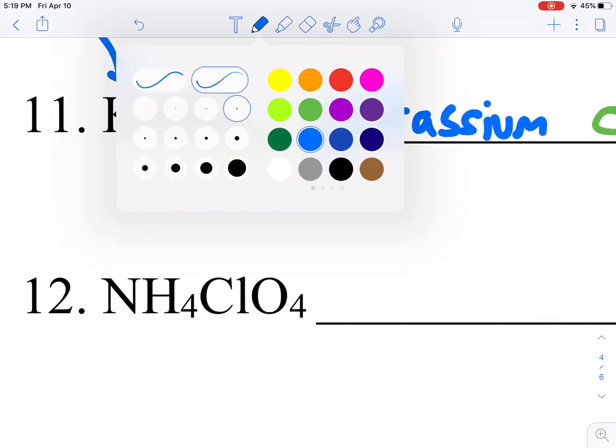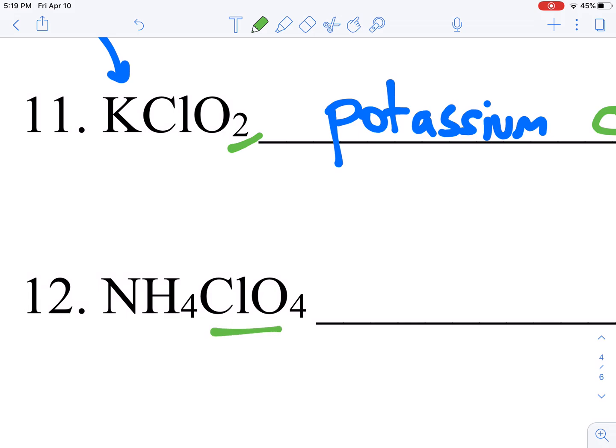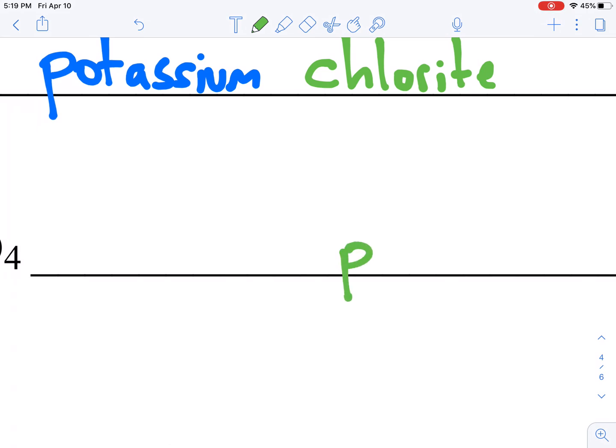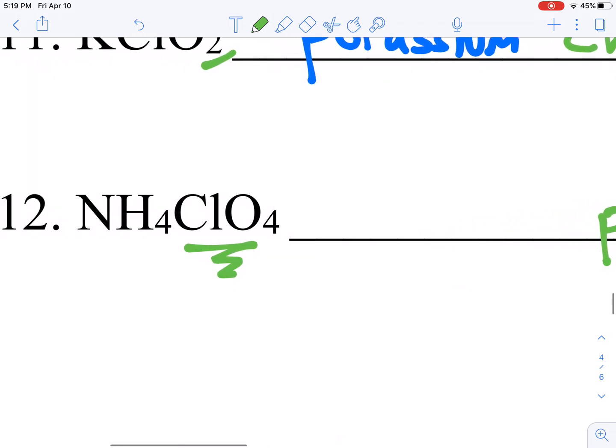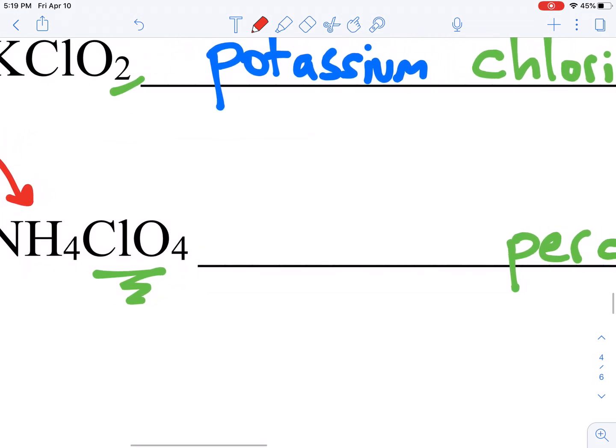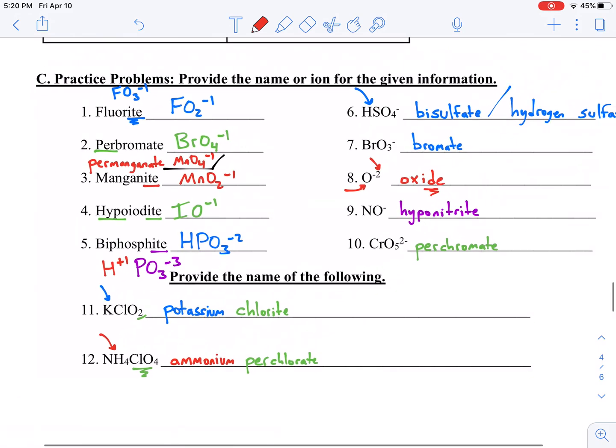Looking down to number 12, again, ClO4 looks a lot like ClO3. ClO3 is chlorate. We've added an oxygen, so this must be perchlorate. And then our cation, does this need a Roman numeral? Well, no, it's actually just a special case. It's a polyatomic ion cation, and we have a name for it, which is ammonium. So we are looking there at ammonium perchlorate.